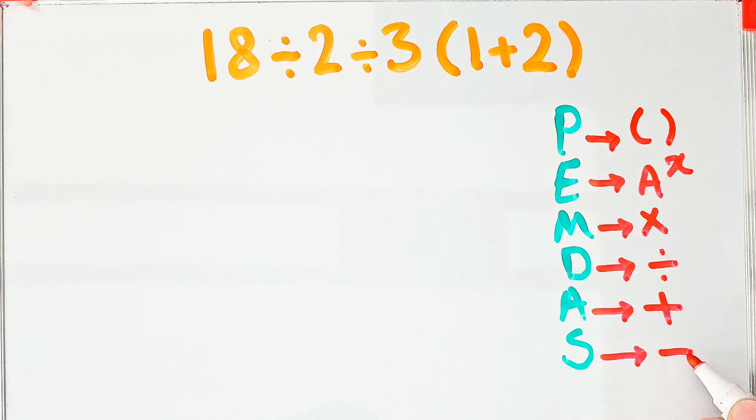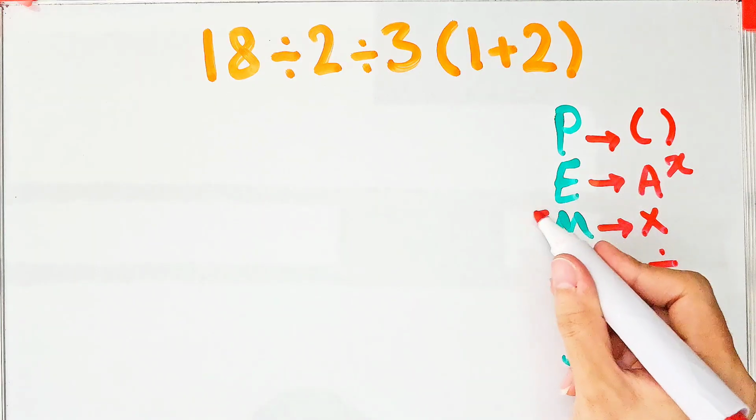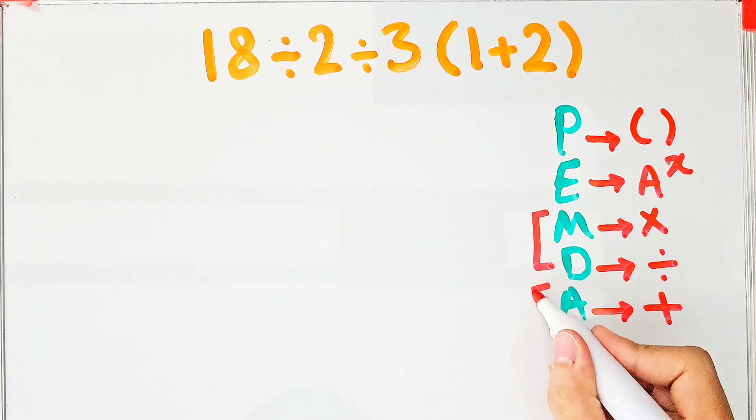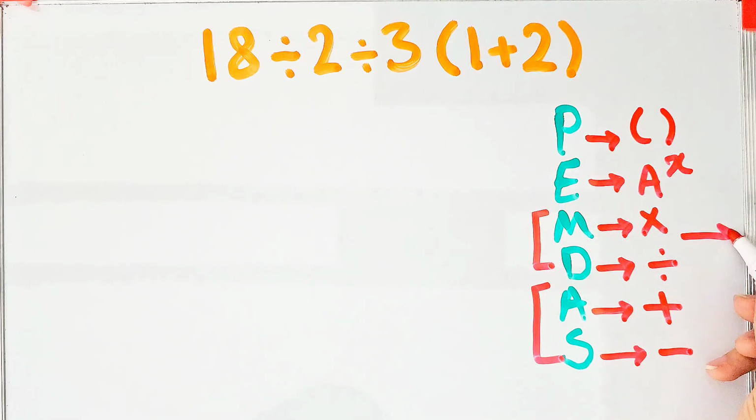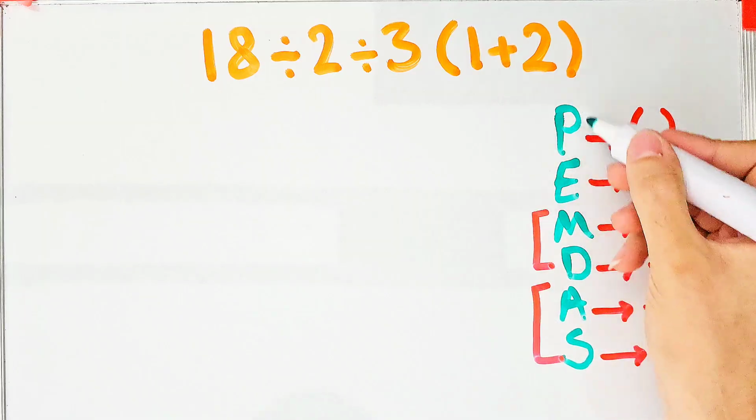Don't forget, the multiplication and division have the same priority. Also, addition and subtraction have the same priority. When we have both in an expression, we start from the left and simplify. Okay guys, let's solve this question step by step together.